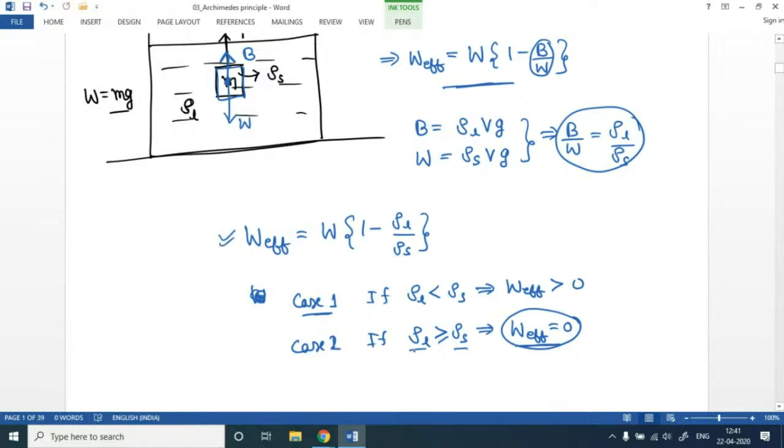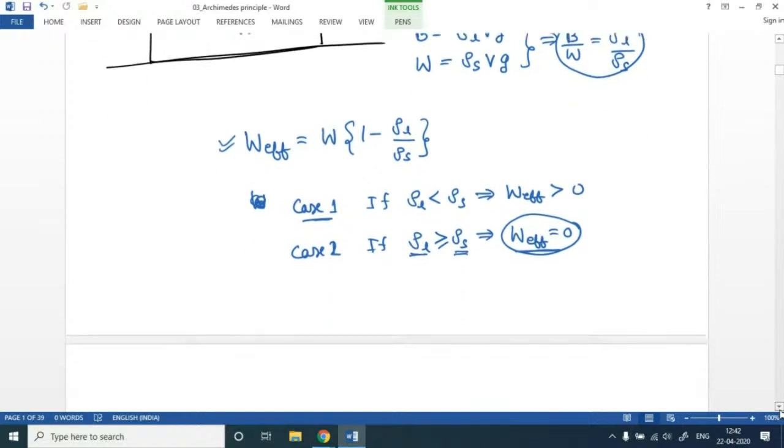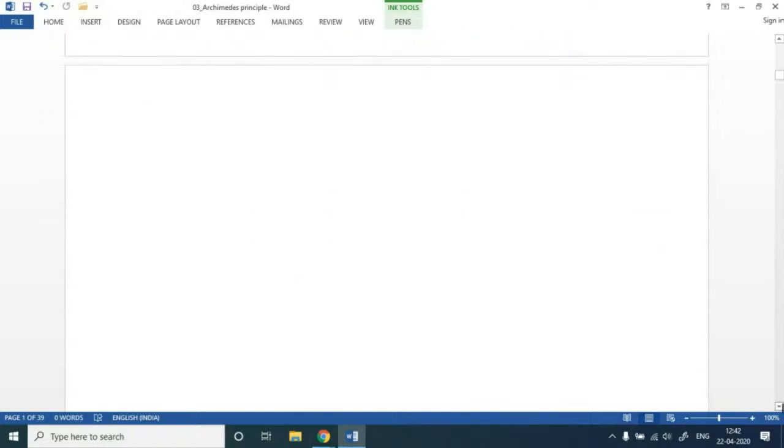So what will happen if rho L is greater than rho S is that this body will start floating, and it will displace only the amount of liquid sufficient for balancing its weight, and in that case it will be in equilibrium. So effective weight will be equal to 0. We will discuss more about floating in the coming section. So this was the concept of effective weight. With the concept of this effective weight, let's discuss one question here.